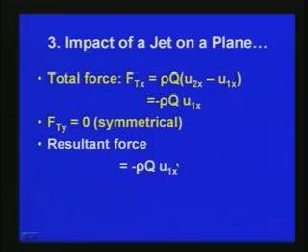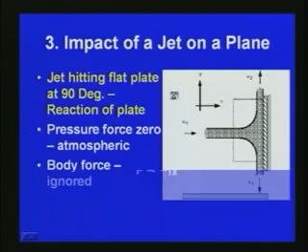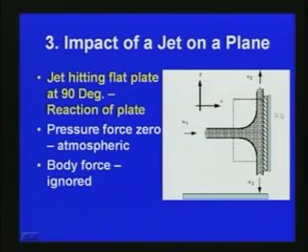So if a jet is hitting on a flat plate, in the x direction the resultant force is equal to minus rho q u1x. So this is the third case. Here we have analyzed the impact of a jet on a flat plate or on a plane like this. So this is the third case. Now we will be discussing the fourth case.